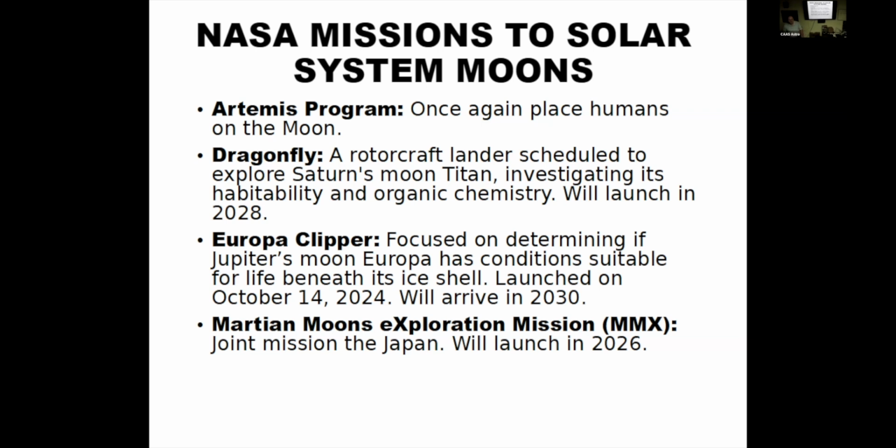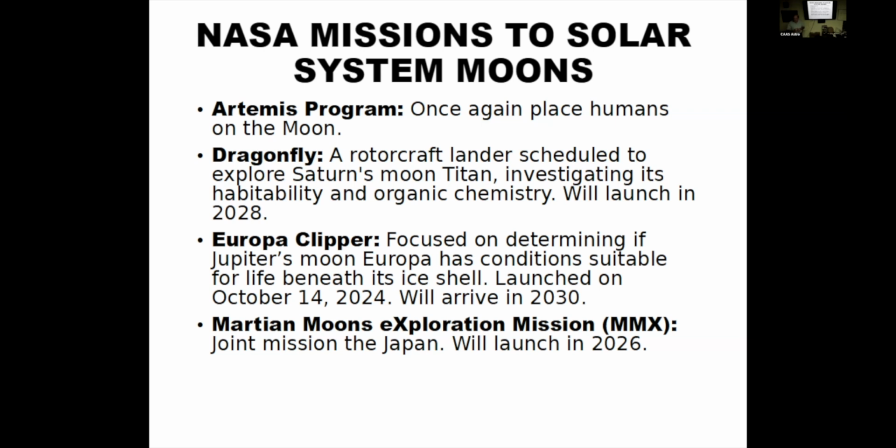One of our solar system's moons. Dragonfly will be a rotorcraft, just like they had on Mars, to fly around, because remember, the atmosphere on Titan is extremely dense, and so it can easily support a helicopter, and it will have other probes on the ground to go out and see what is in the methane rivers, lakes, and what's in the atmosphere. And that will launch in 2028. The Europa Clipper is already launched.